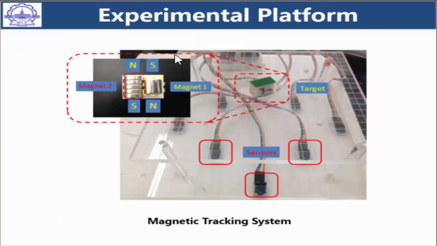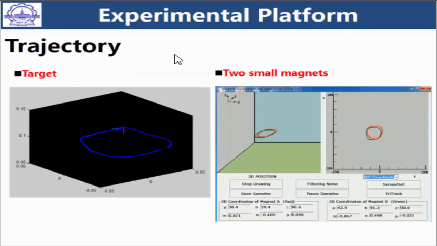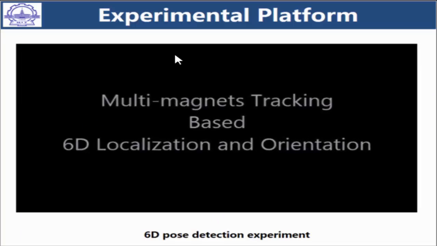So here is the experimental platform. We have built a magnetic sensor array with 8 magnetic sensors, and a target where we combine 2 magnets together, and the volume ratio between these 2 magnets is 1.5. And here, this is the tracking interface. And this is a video.